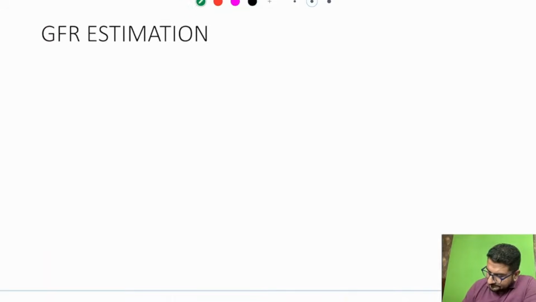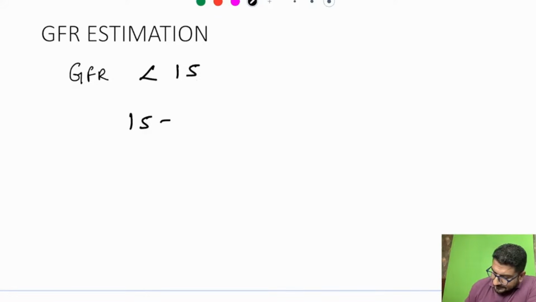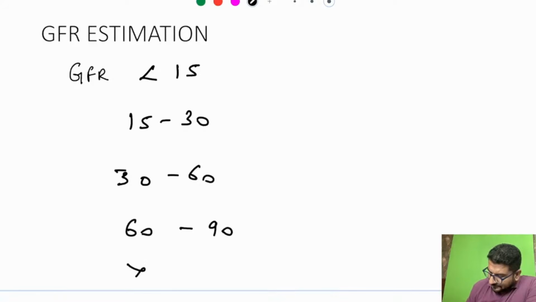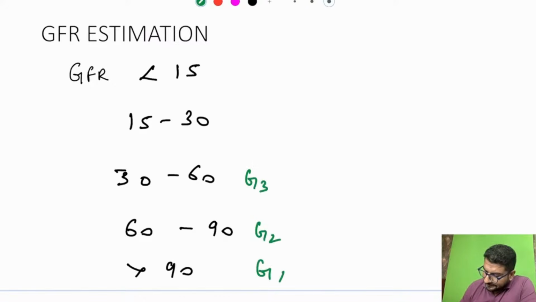Based on GFR, suppose GFR is less than 15, or it is 15 to 30, or 30 to 60, or 60 to 90, or more than 90. Understand, these are called grades. Based on this we can classify the grade. This is grade 1; we will go in reverse. The grades are grade 1, grade 2, grade 3, grade 4, grade 5.